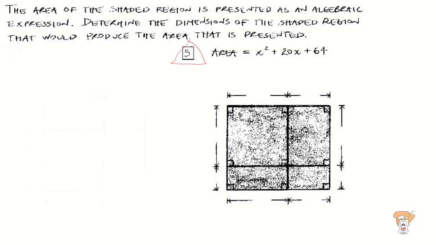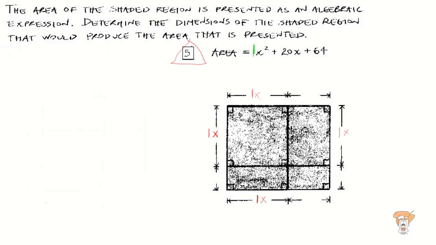Notice that the algebraic expression has 3 monomials that comprise it. One of the monomials is an x squared term that has a coefficient of 1. That indicates to us that there must be some portion of the shaded region that has the same dimension for its base as it does for its height. This appears to be a square, so this can be 1x, and this could also be a 1x. The product of 1x and 1x is 1x squared, and that is the first term in the algebraic expression that represents the area of the shaded region.